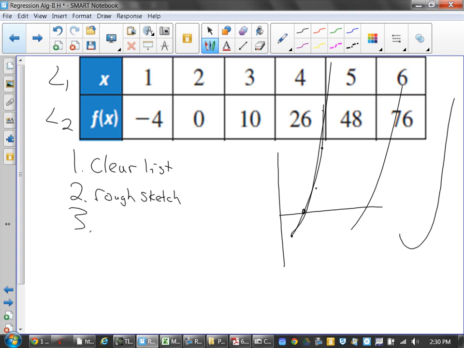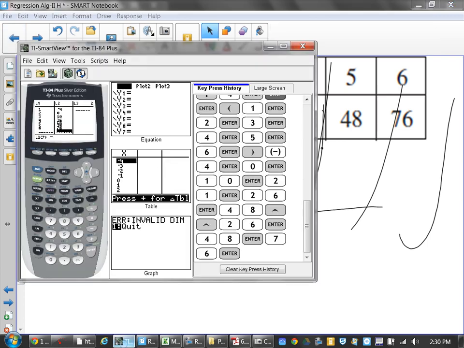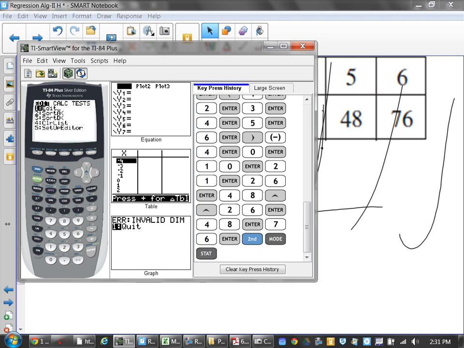So now my third step is to use my calculator. Now, did I say cubic for a second degree? I meant quadratic. I apologize. So I go to my data. I've entered in my data for this set. I'm going to just hit second quit, get out of that screen, and hit stat again. I said second quit just to refresh. If I hit stat, then calculate, now I pick quadratic, number 5.